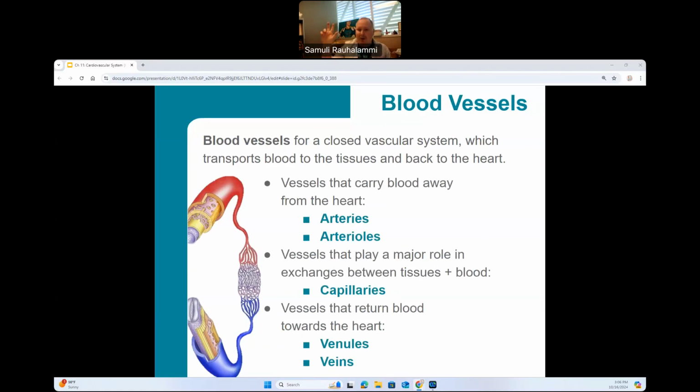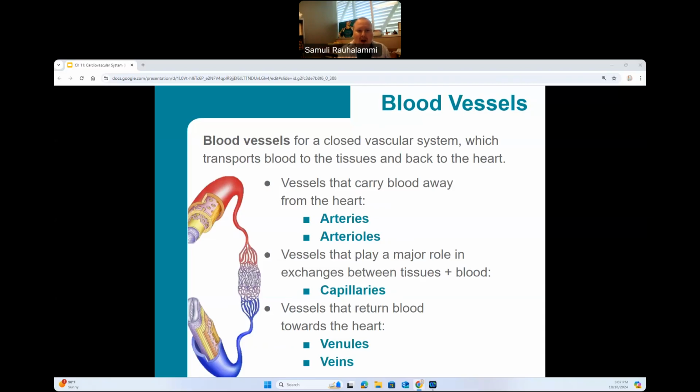The third one that we're going to see is going to be our capillaries. These are the smallest blood vessels that we'll see, and this is where really the exchange of materials between the blood and tissues takes place. The fourth type of blood vessel that I wanted to discuss is going to be our venules. These are smaller vessels that carry the blood towards the heart. And finally, we have our veins, which are the largest vessels bringing the blood back to the heart.